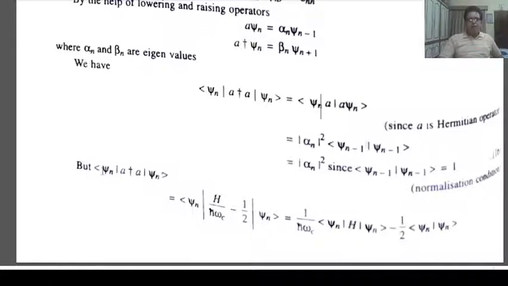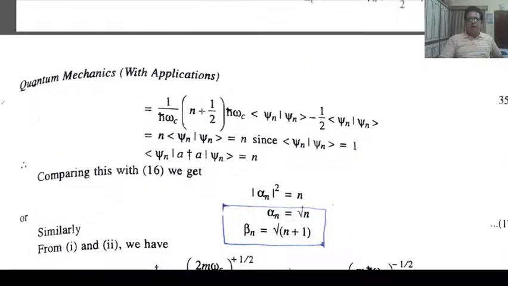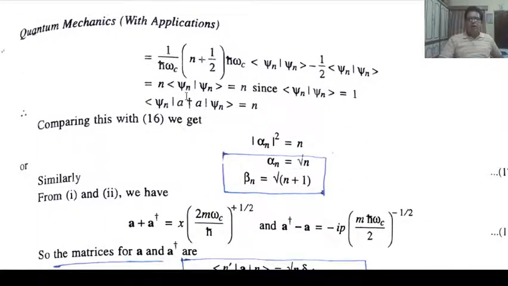But we know that A dagger A equals H upon h bar omega c minus half. By rearranging it, we can easily compute the value of this term as equal to n. That means bra psi n A dagger A ket psi n equals n. From here, comparing this equation, alpha n square equals n.